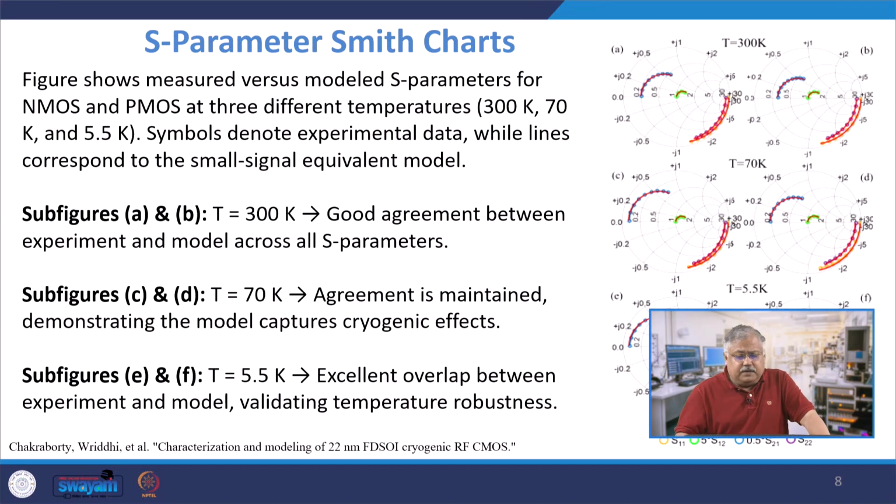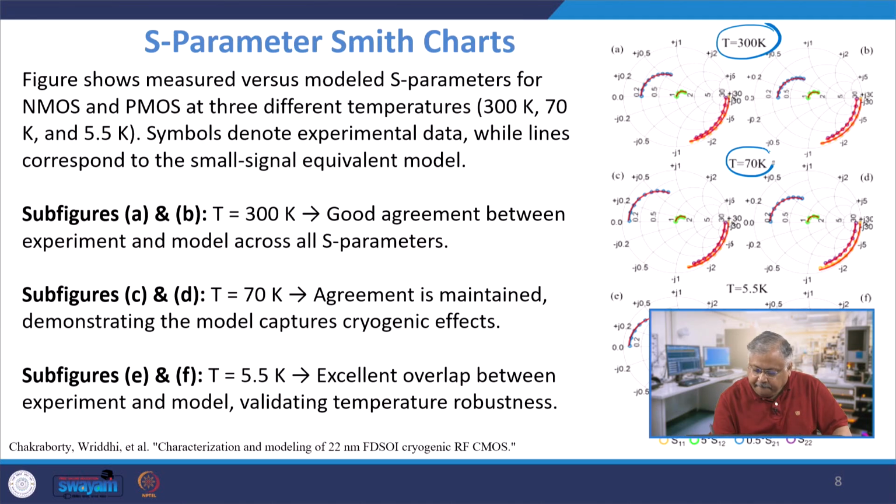Let's look at the S parameter Smith chart here, and this figure actually shows the measured as well as model S parameters for 3 temperature ranges: 300 Kelvin, 70 Kelvin, and 5.5 Kelvin.